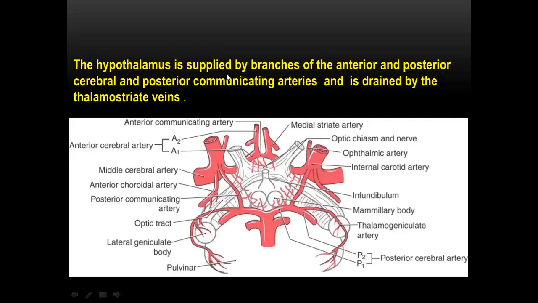The hypothalamus is supplied by branches of the anterior and posterior cerebral and posterior communicating arteries, and drains into the thalamocerebral veins. It is supplied by branches from the anterior and posterior cerebral and posterior communicating arteries.